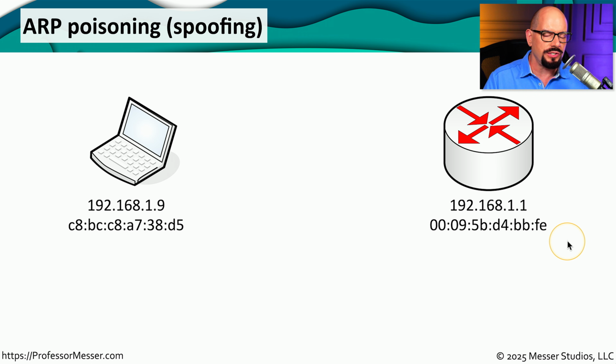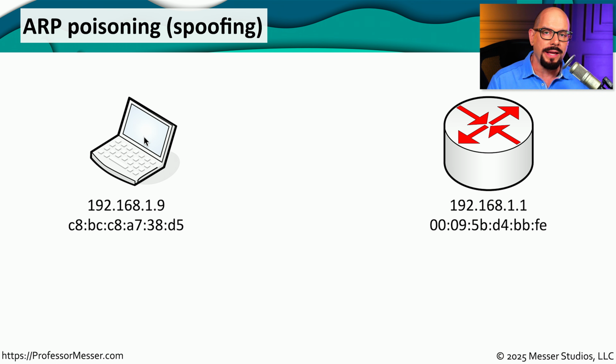You might have two devices on the network. One is a laptop, which has an IP address of 192.168.1.9, and you can see that it has a MAC address that ends in 38 Delta 5. We also on this network have a router. Its IP address is 192.168.1.1, and its MAC address ends in Bravo Bravo Fox Echo. On this network, the laptop may need to communicate to the router to be able to send information to another subnet. But this laptop only has the IP address of that router and does not have the MAC address.